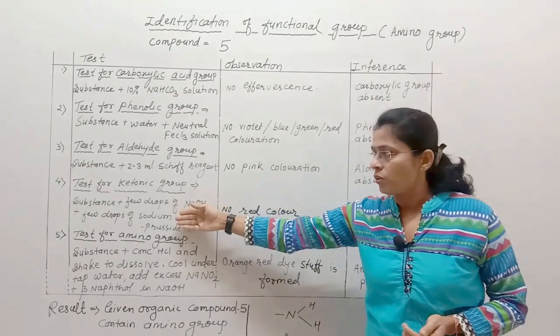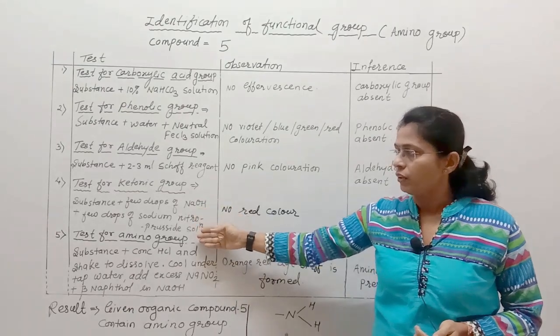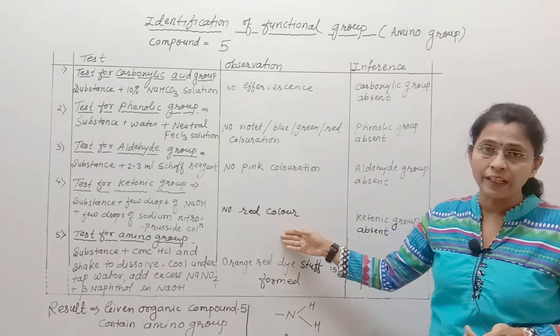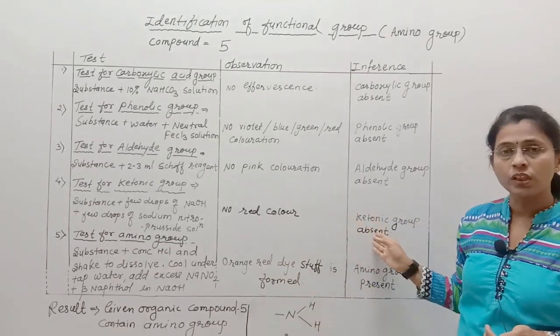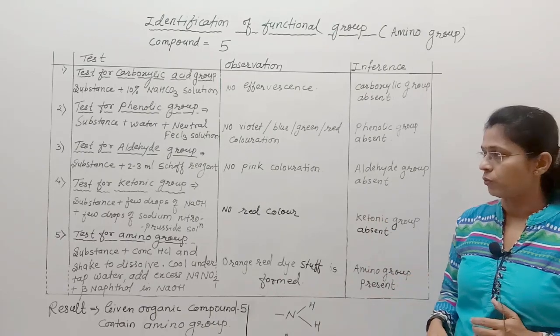Then to a little amount of the given organic compound, we add drops of NaOH and a few drops of sodium nitroprusside. We don't get red color. Ketonic group is also absent in our given organic compound.